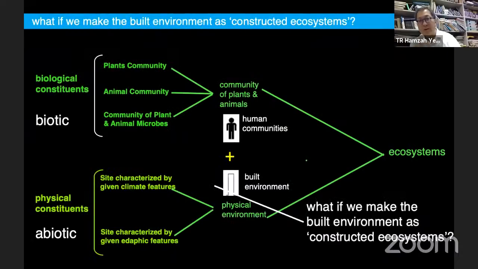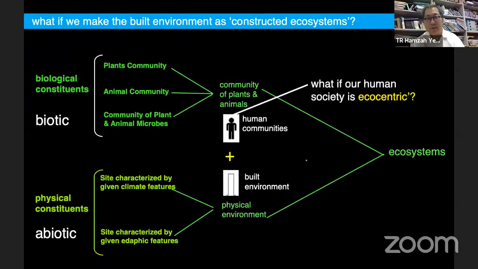And so then I thought, well, what happens if we make our built environment as constructed ecosystems? We emulate and we replicate our built environment to have the properties of ecosystems. In which case, then our built environment becomes part of the ecosystems. And so that is the objective of ecological design, is to convert and make our built environment into constructed ecosystems.